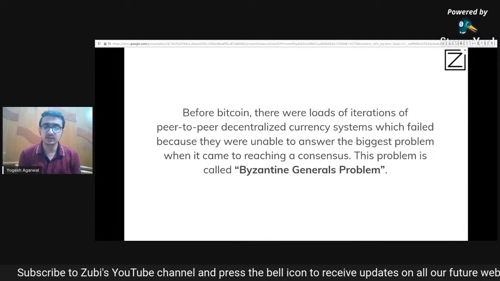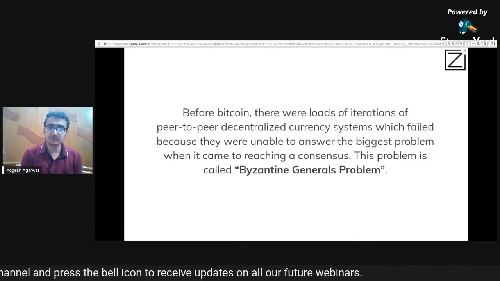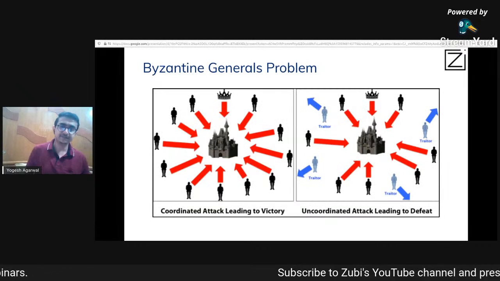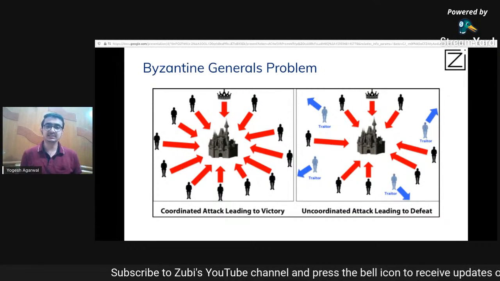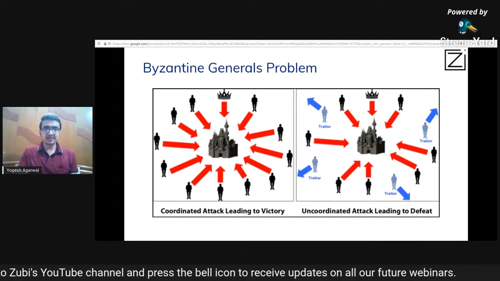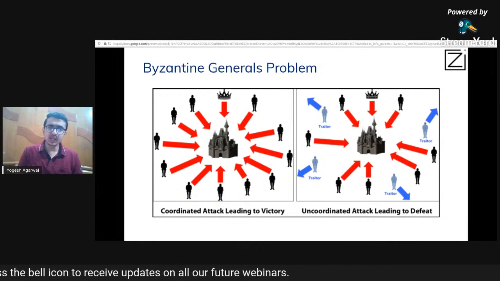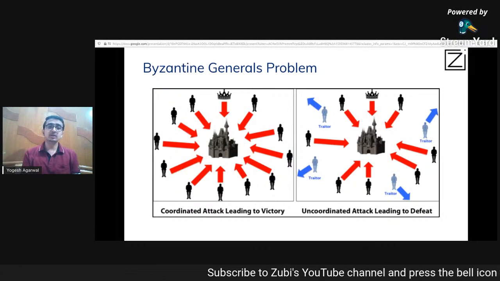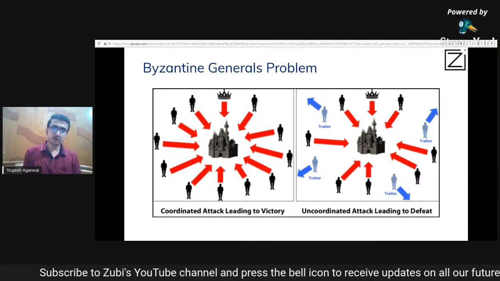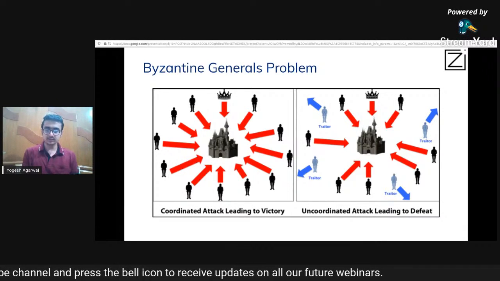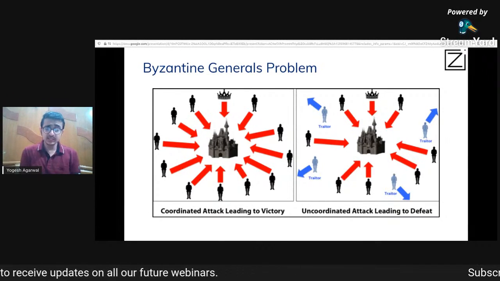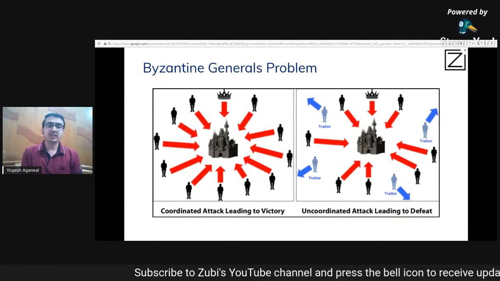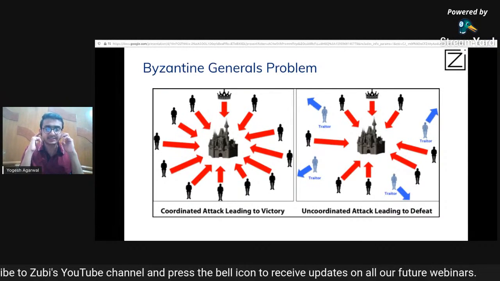So let's understand this with a very simple problem, which is called the Byzantine generals problem. Just see the left illustration. There is a city in the center, and there are many generals around the city, and they want to conquer the city, so they have to attack it. Now the generals are situated very far from each other, so it is not possible to go with a centralized approach. So in this we'll try to follow a distributed approach.